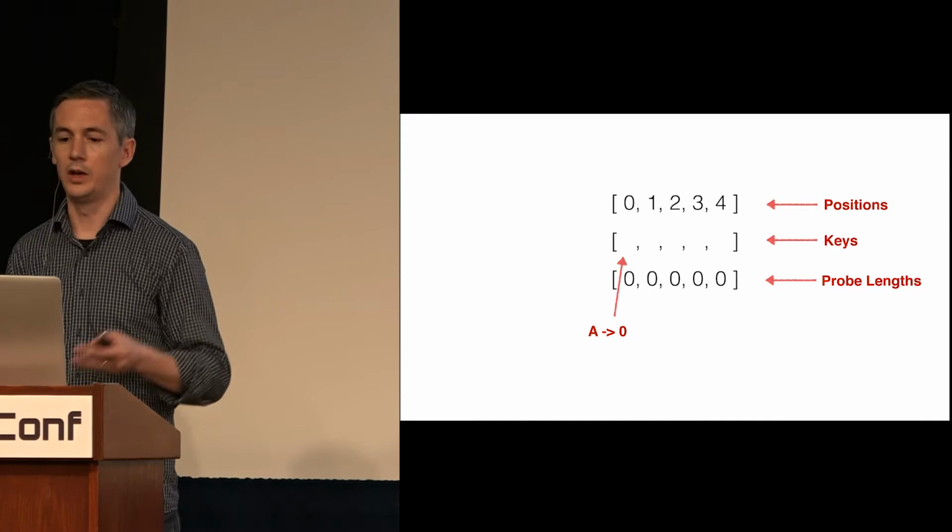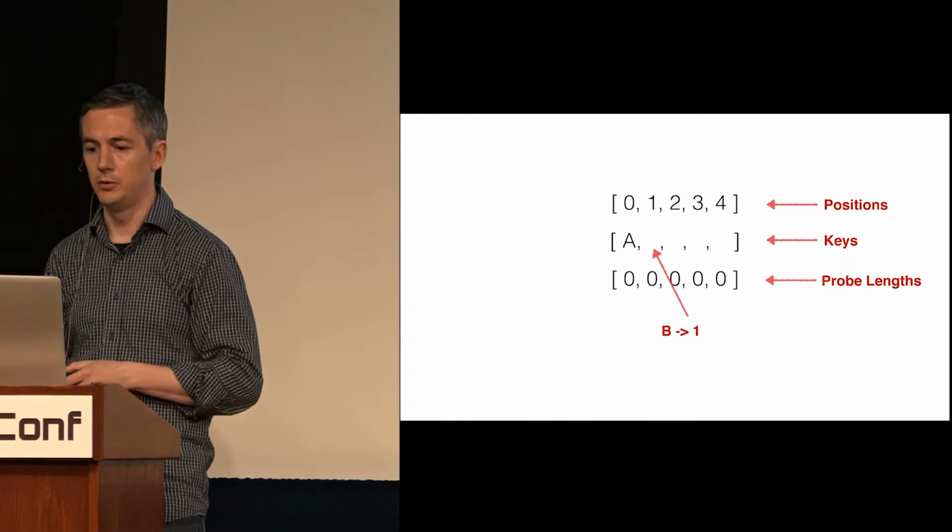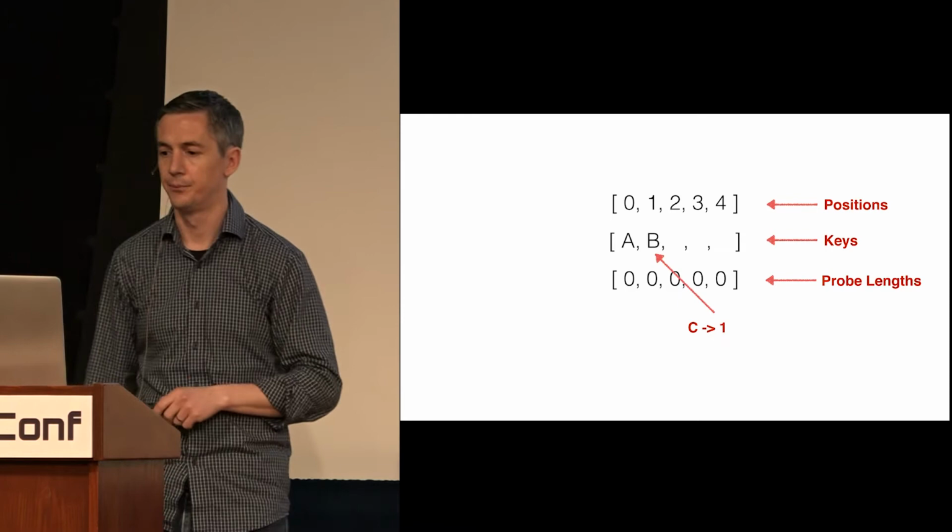We do the hash, and A comes up with position 0. We look, nothing's there, so we'll put A there. OK, now we're going to do B. B hashes to position 1. Luckily enough, there's nothing there, so we put B there.